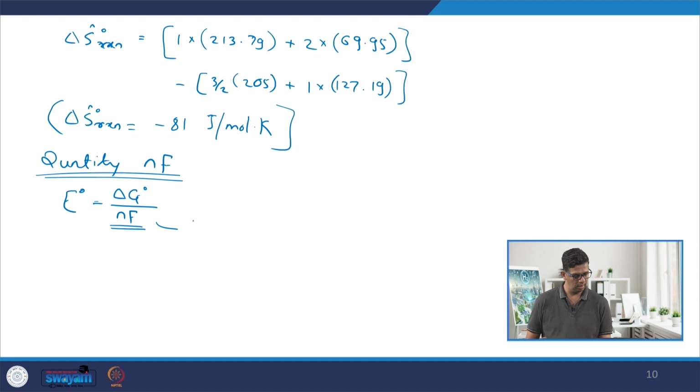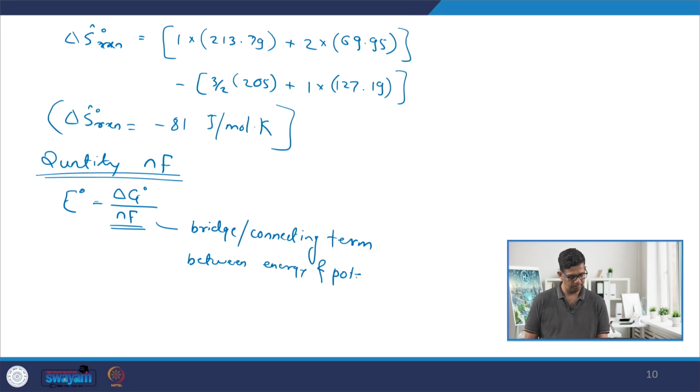So this nF is like a bridge, a connecting term between two very important terms, that is energy and potential. If we know the energy, we can find out the potential, or if we know the potential, we can find out the energy, provided we know the number of moles of electrons involved in that reaction. So it's like a bridge. We can play around with these terms and find out the other if one quantity is known.